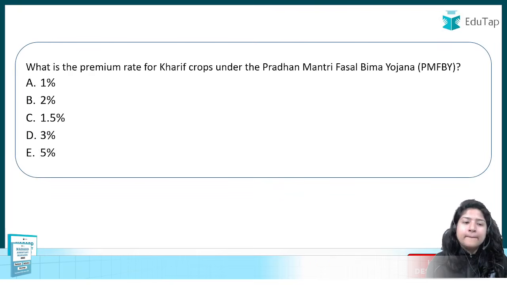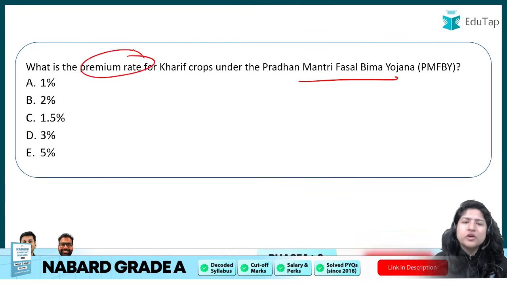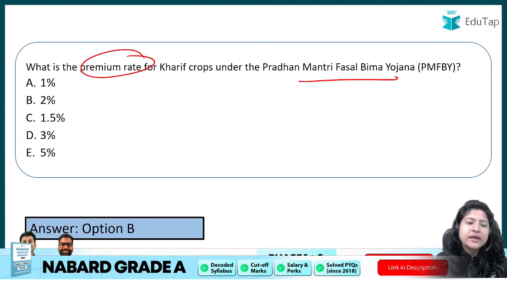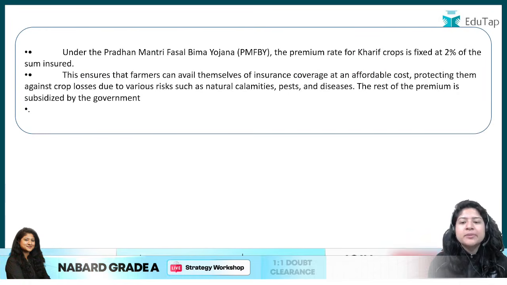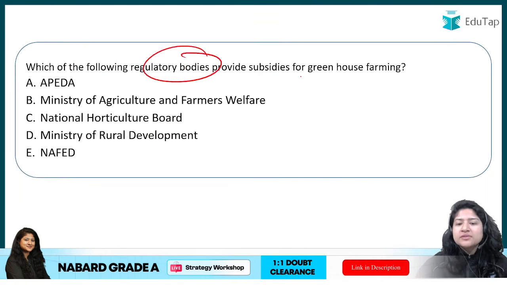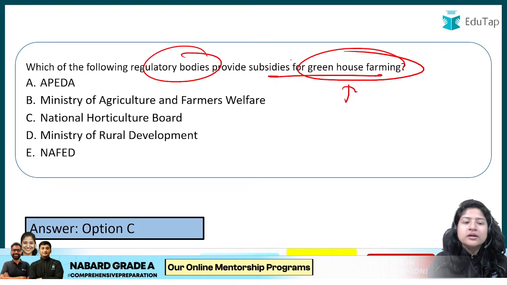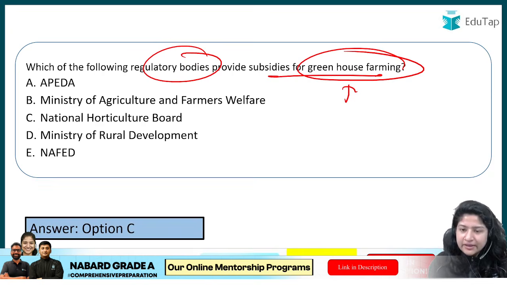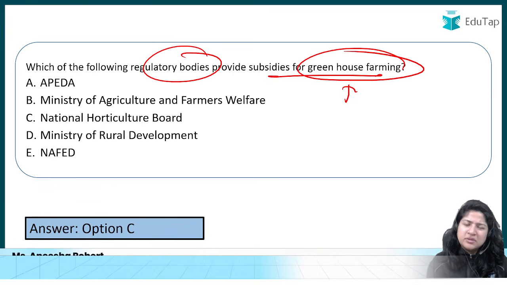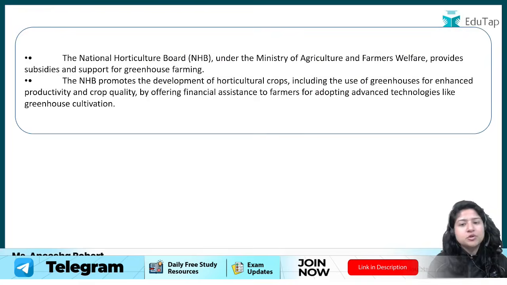Next is from your current affairs only, again from a scheme, and one of the key features of it was asked. 2% is the correct answer. The premium rate of kharif crop is fixed at 2%. Which of the following regulatory bodies provide subsidies for greenhouse farming? Again, here, National Horticulture Board, related to your current affairs, and in your NABARD report it was also mentioned.